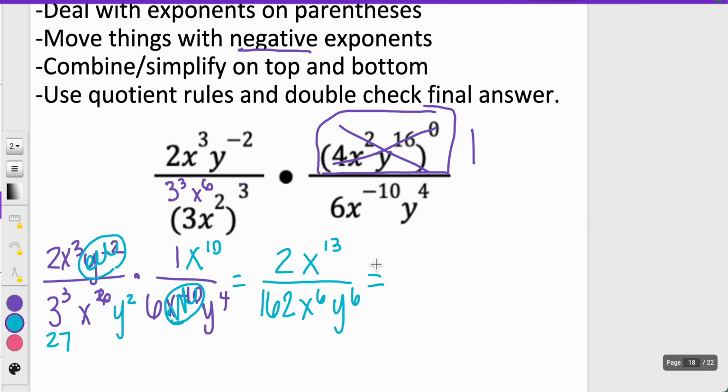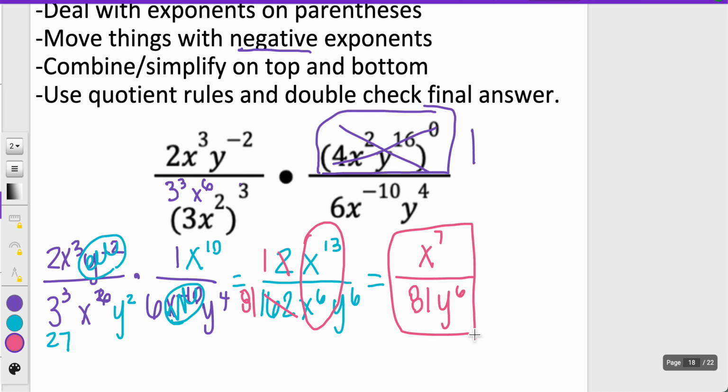The last thing I can do is combine and simplify on top and bottom. So I'm going to simplify first my numbers. 2 divided by 2 is 1, and 2 can go into 162 81 times. Then I can see my x's right here. I can just subtract my exponents. So I'm going to get 1x to the 7th power over 81 y to the 6th power.